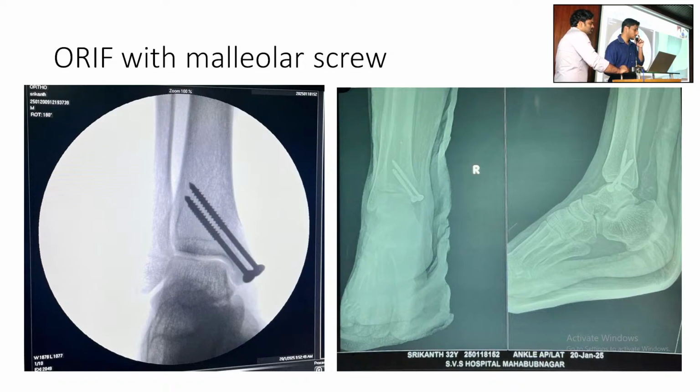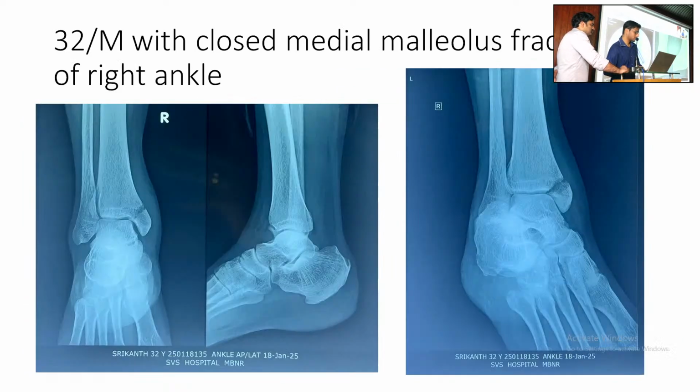Open reduction and internal fixation with malleolar screw, sir. So what is the indication for surgery? You did not answer the most important crucial point. That is the point, sir, the indication for surgery. What, were you there? Yes, sir. What was the observation when the fracture site is opened?